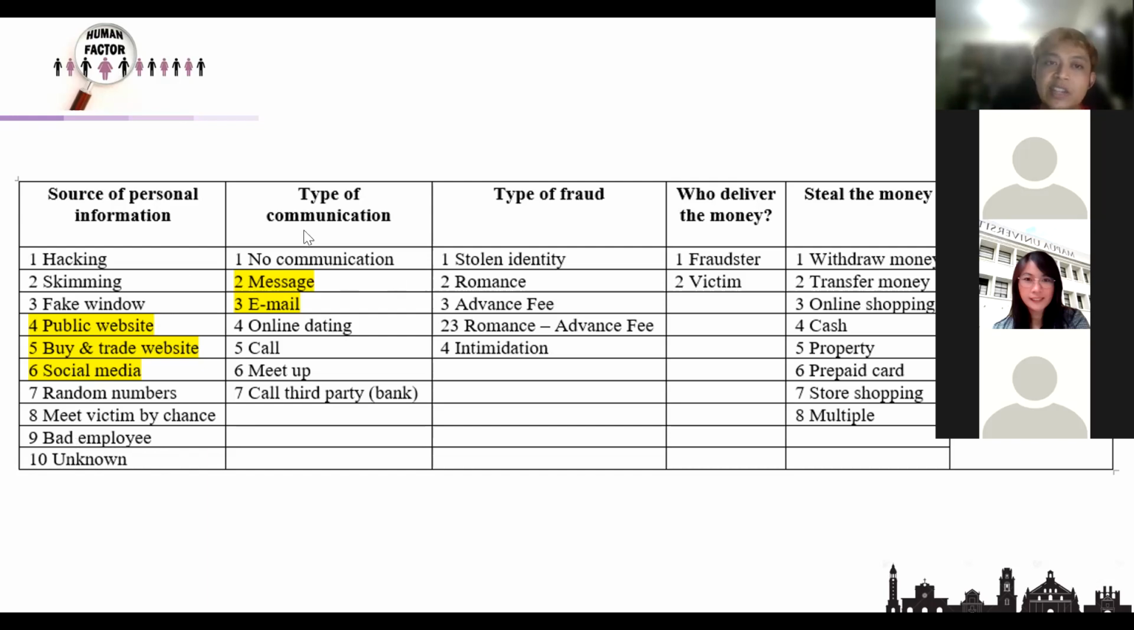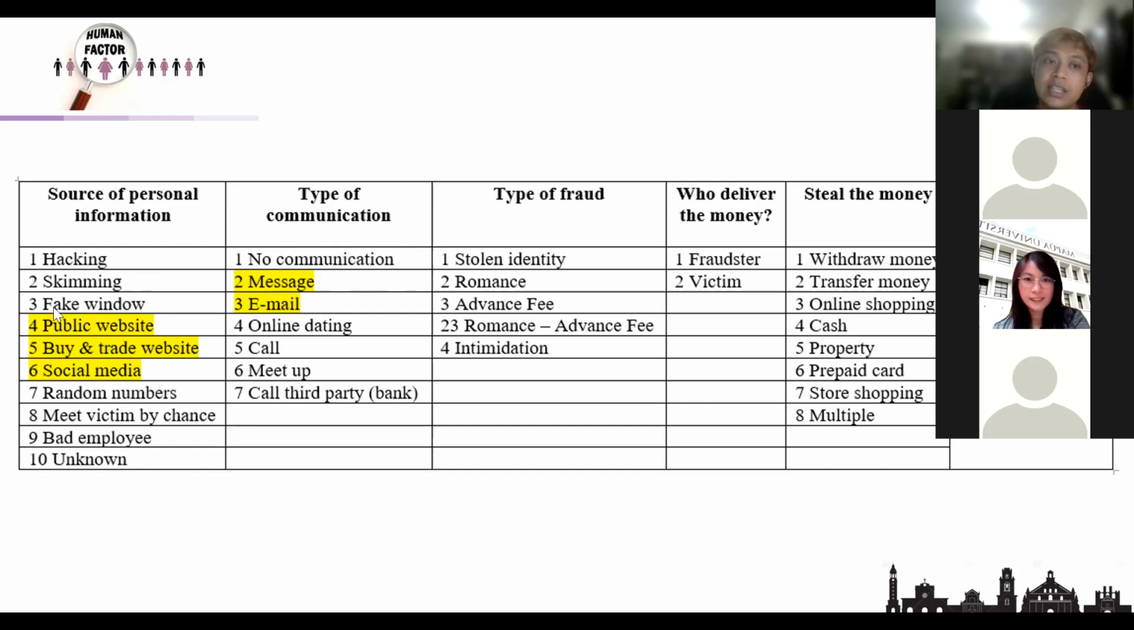Okay, and then the second is the type of communication: no communication, using message, using email, online dating. Online dating means like Zoom, like this one. Or a call, or a meetup, or calling a third party, and so on. The type of communication is actually quite important. Anyway, this is not the final one. This is not the final one of the dummy code, I haven't finished it.